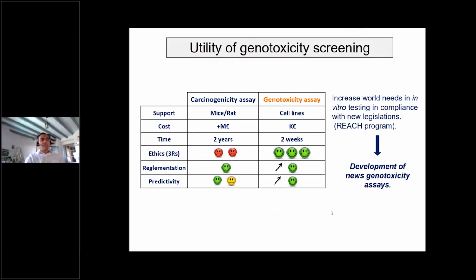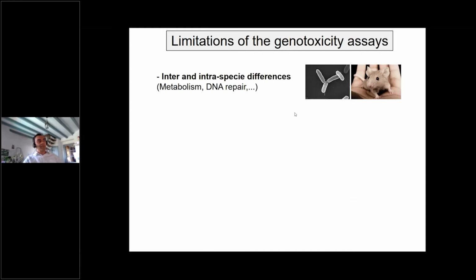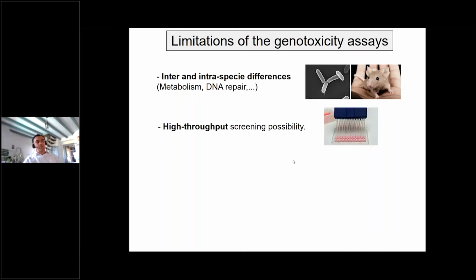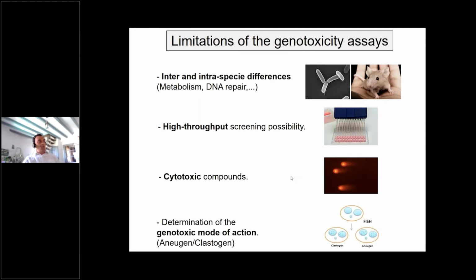So there is an increased need for in vitro methods compliant with new legislation like the REACH program, and for the development of new genotoxicity assays. But there are some limitations of the currently applied genotox assays. There are some inter-species differences for metabolism and DNA repair, like in rats and rodents compared to human or bacteria. You need high-throughput screening. You need to be sure that you don't get false positives with cytotoxic compounds. And more recently, you have to determine the genotoxic mode of action of your compound, to know if it's an aneugen or a clastogen.